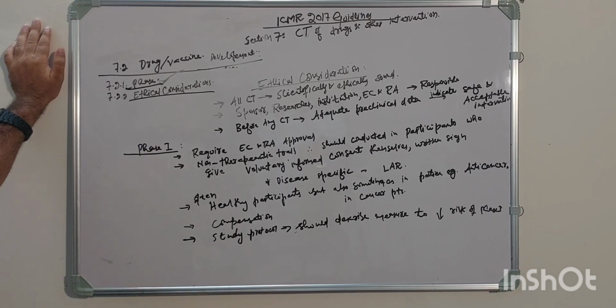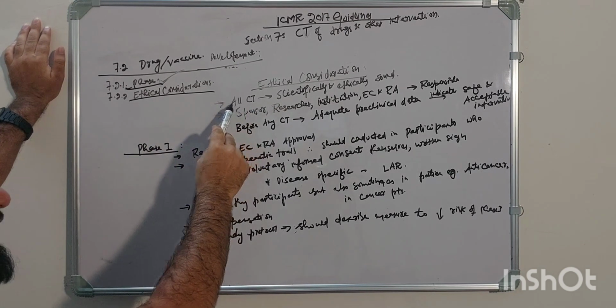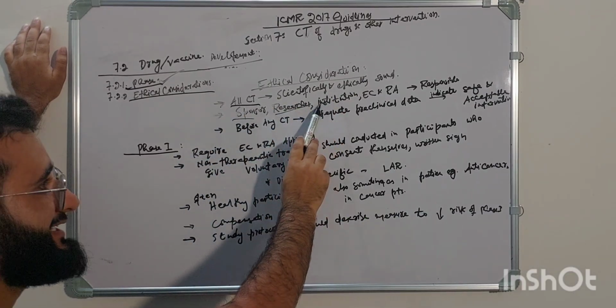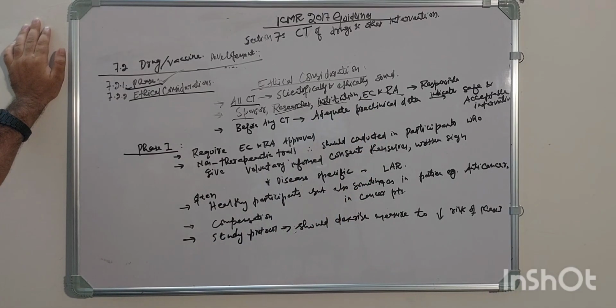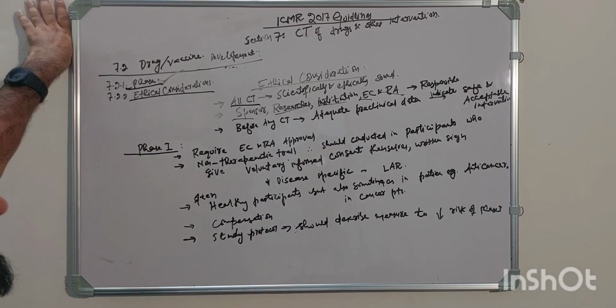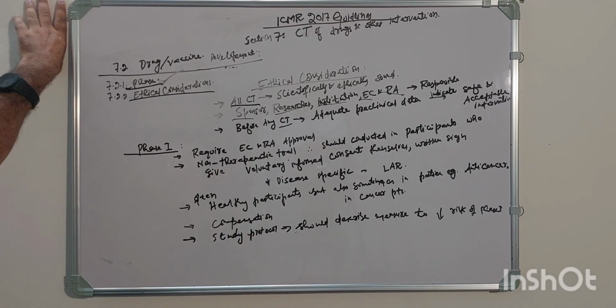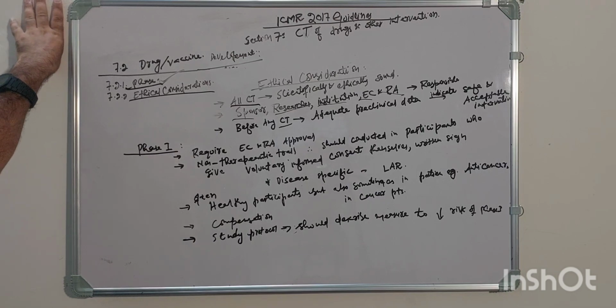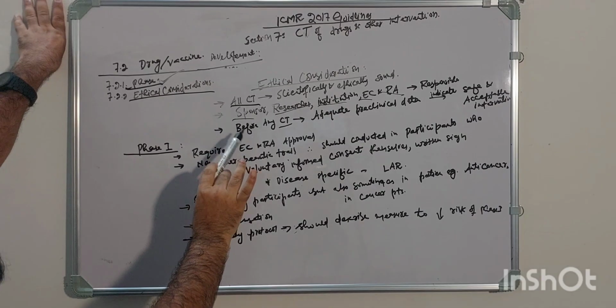Regarding the ethical considerations, they have mentioned that all clinical trials should be scientifically and ethically sound, and the sponsor, researcher, institution, ethics committee and regulatory authority are responsible for carrying out an ethically and scientifically sound clinical trial. Before any clinical trial, the researcher or research team is responsible for providing adequate preclinical data, so that it can indicate that the clinical trial is safe and acceptable. So this is the general guideline.